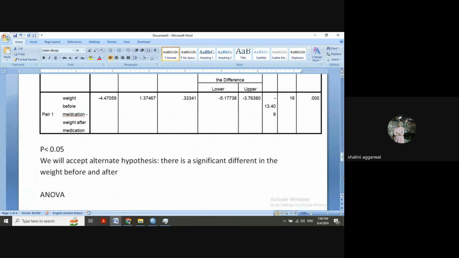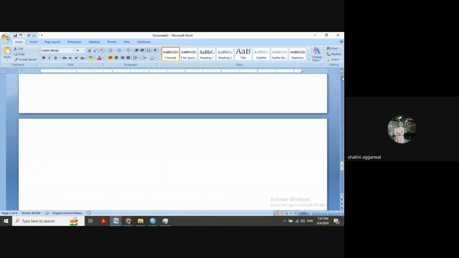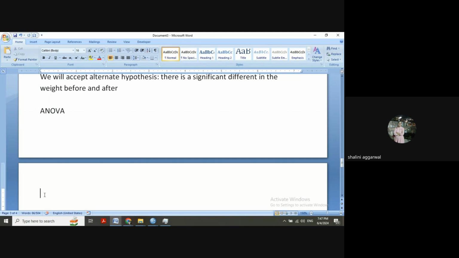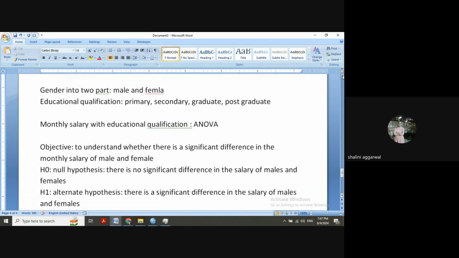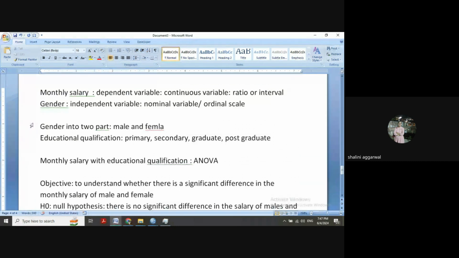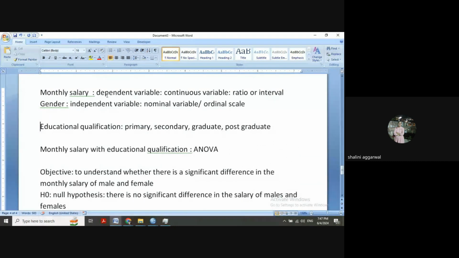Let me copy this over here, right? So we are talking about the one-way ANOVA. ANOVA में MANOVA वगैरह भी होता है, but today we'll talk about only ANOVA. Okay. So again, monthly salary, dependent variable, continuous ratio और interval.